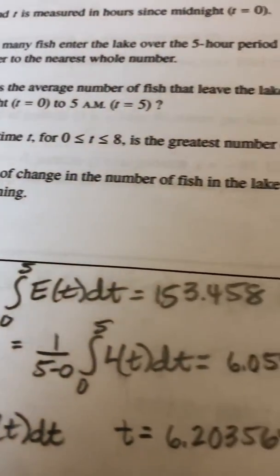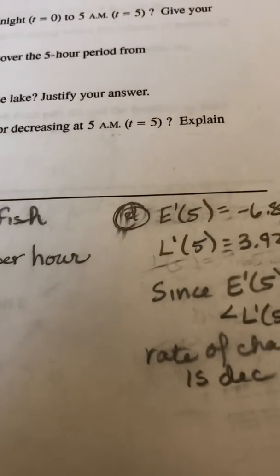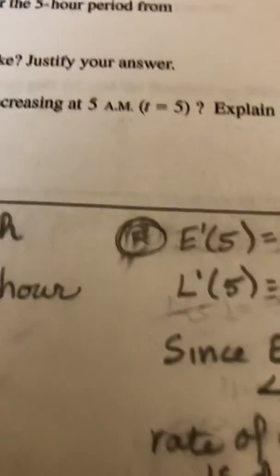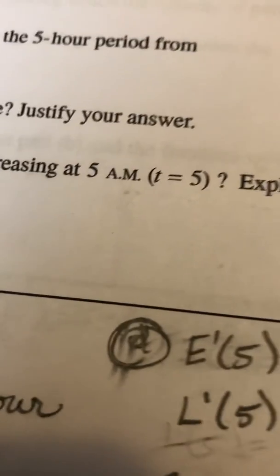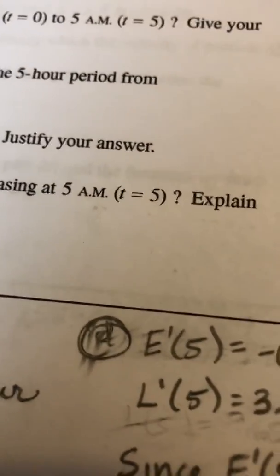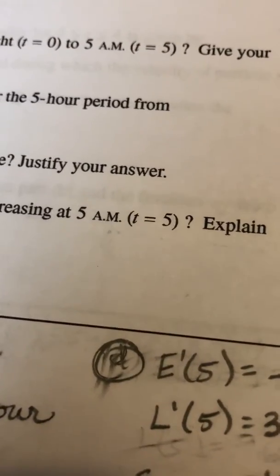The last part, is the rate of change in the number of fish in the lake increasing or decreasing at 5 a.m., and explain your reasoning. So is the rate of change increasing or decreasing? We want to know. That's basically saying, is E of t minus L of t, because that's the rate of change, the rate at which they're entering minus the rate at which they're leaving. Is that increasing or decreasing?